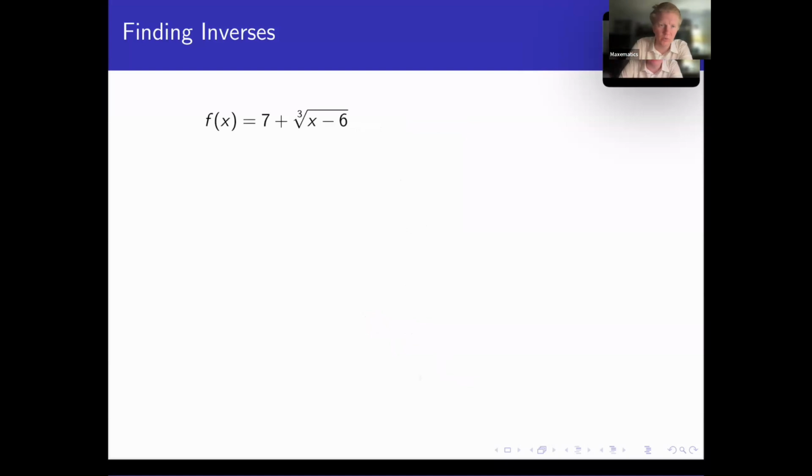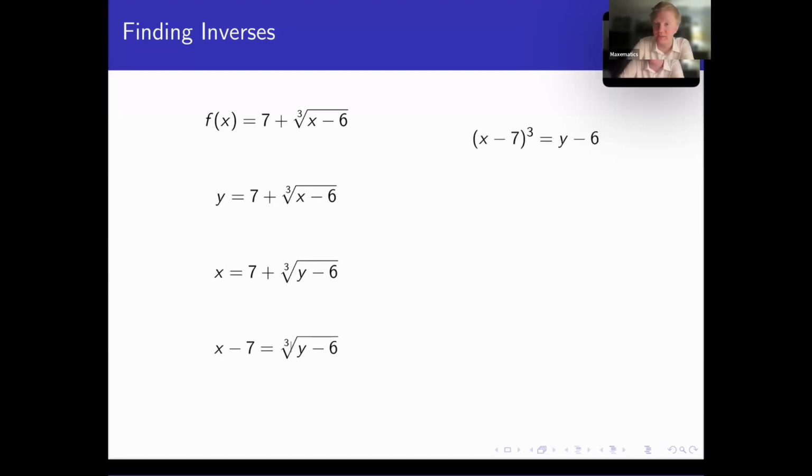Okay, let's do a weird one. f of x equals 7 plus the cube root of x minus 6. Step 1, switch f of x to y. Step 2, switch x and y. Step 3, solve for y. Okay, let's get the root by itself. So let's subtract 7 on both sides. We can get rid of this root by cubing both sides, right? Cubing, not a problem at all. And then we can add 6 to both sides.